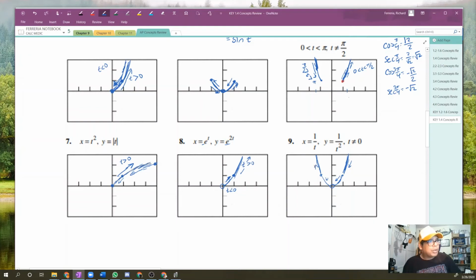Wait, which direction are we going here? My mistake. I didn't even see the notes I had earlier. We are going in this direction. Okay. So that was 1 through 9. Very challenging, a lot of thought exercises. Hopefully you were experimenting with your calculator as you were doing them.